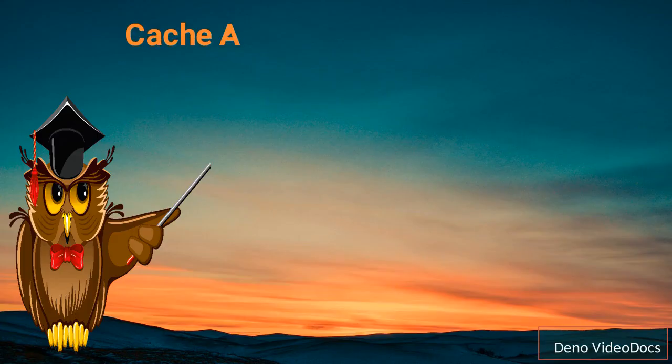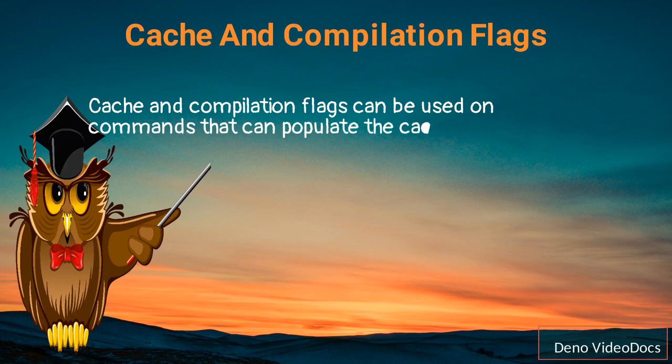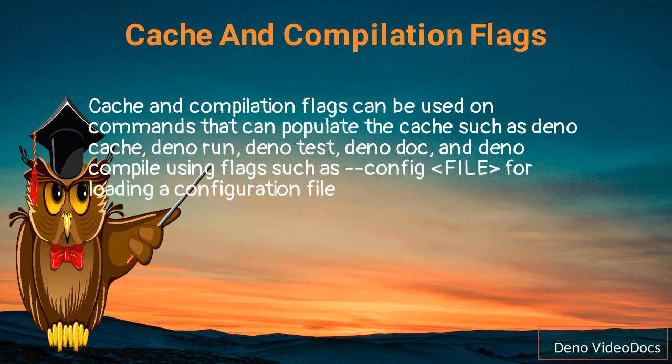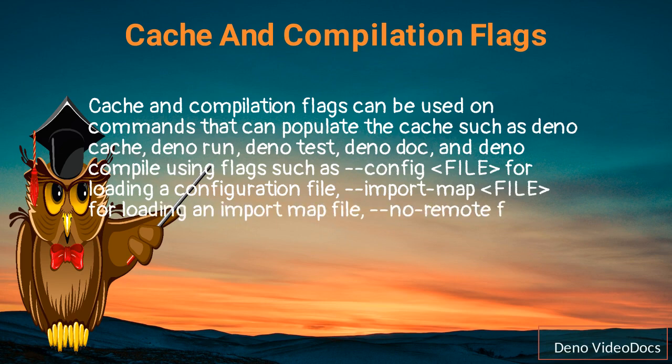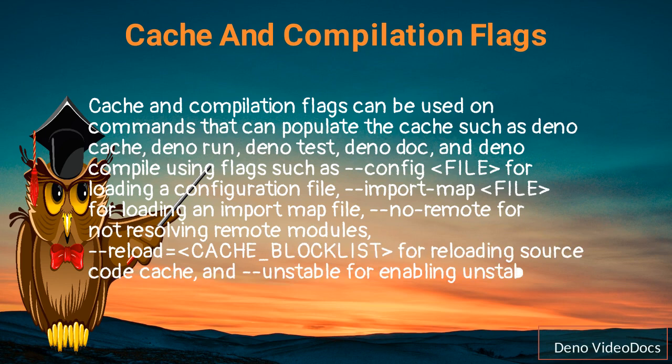What are cache and compilation flags, and on which commands can they be used? Cache and compilation flags can be used on commands that can populate the cache, such as deno cache, deno run, deno test, deno doc, and deno compile, using flags such as --config for loading a configuration file, --import-map for loading an import map file, --no-remote for not resolving remote modules, --reload=cache_blocklist for reloading source code cache, and --unstable for enabling unstable APIs.